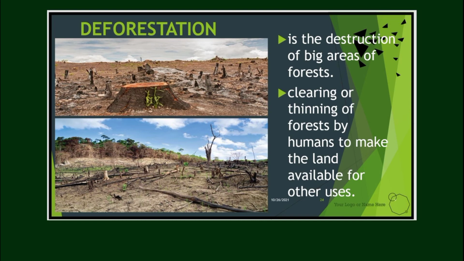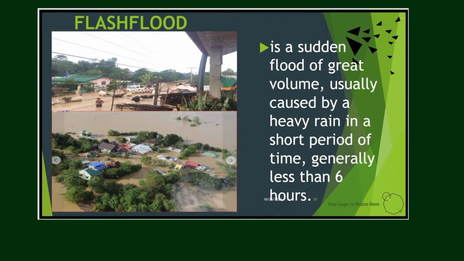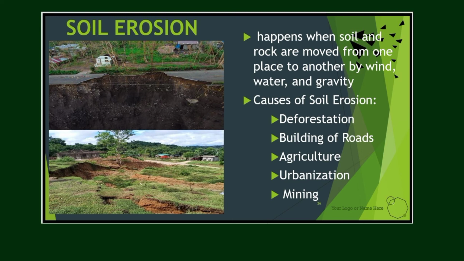Deforestation is the destruction of big areas of forest, clearing or thinning of forests by humans to make the land available for other uses. Number 2 is flash flood. Flash flood is a sudden flood of great volume usually caused by a heavy rain in a short period of time, generally less than 6 hours. We have also soil erosion. Soil erosion happens when soil and rock are moved from one place to another by wind, water, and gravity. Causes of soil erosion: deforestation, building of roads, agriculture, urbanization, and mining.